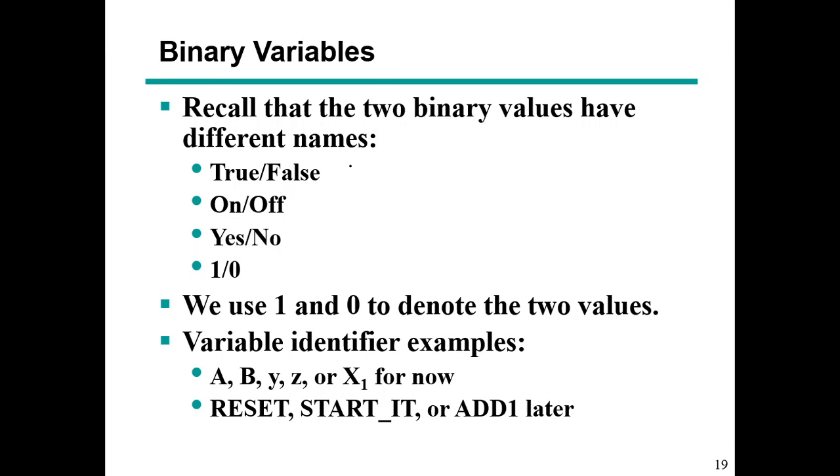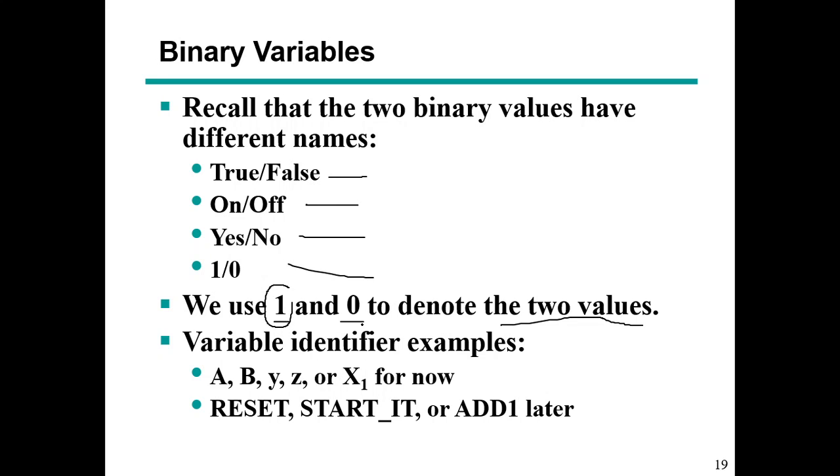Binary variables, again, we said that they can have two binary values. We can call those values true, false, on, off, yes, no, 1, 0, high, low. You can name them, it doesn't matter. Here in this course, we will use the values 1 and 0 to denote those two values. We will not be using yes, no, on, off, or true. We can call them that, but when we are evaluating, we'll be mostly using 1 and 0.